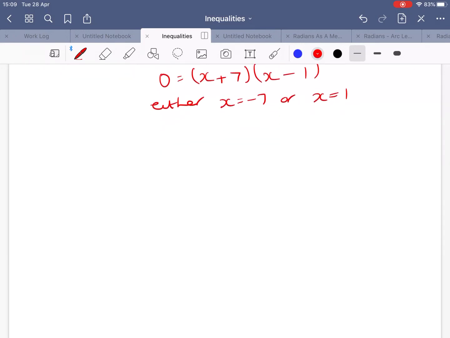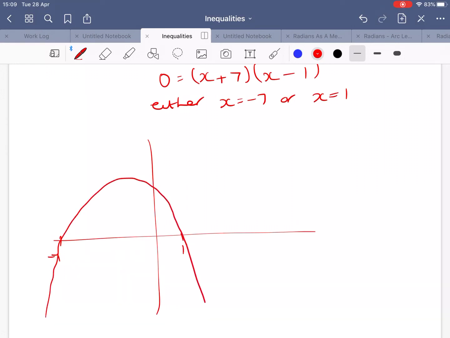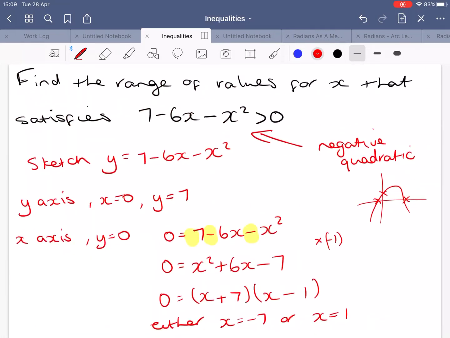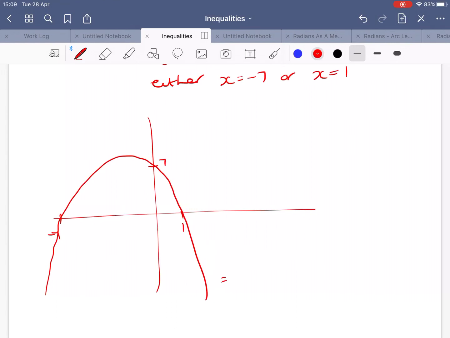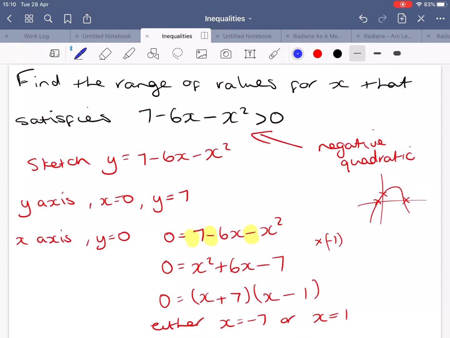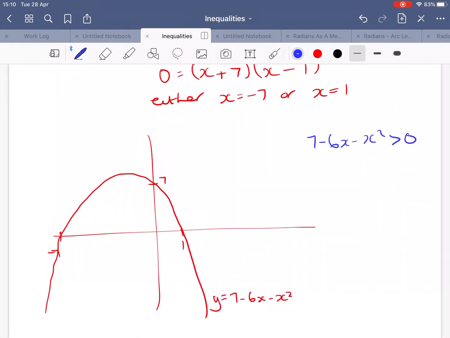So drawing my sketch. I've got my -7. I've got my +1. I know it's a negative quadratic this time, so it's going to look that way round, and that crossed at 7. And so this is the sketch of y equals 7 minus 6x minus x squared. And the inequality I wanted to solve was 7 minus 6x minus x squared, let's check, is greater than 0. So I wanted to know when my y is greater than 0.